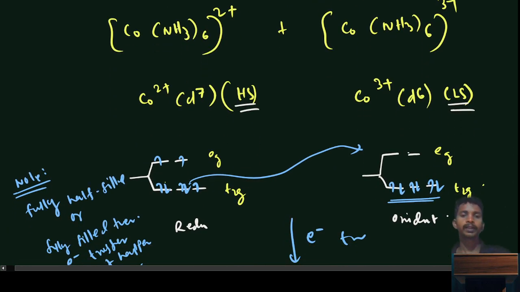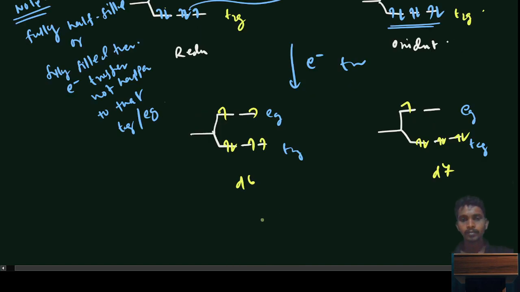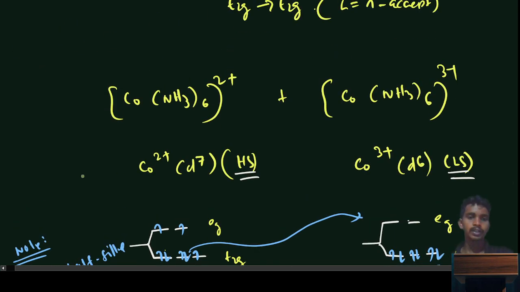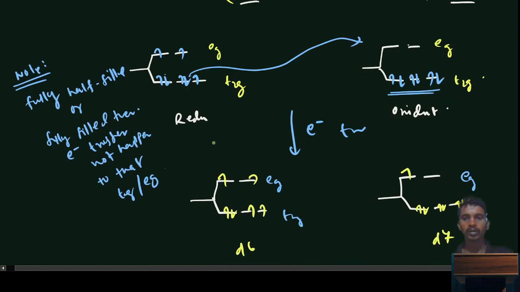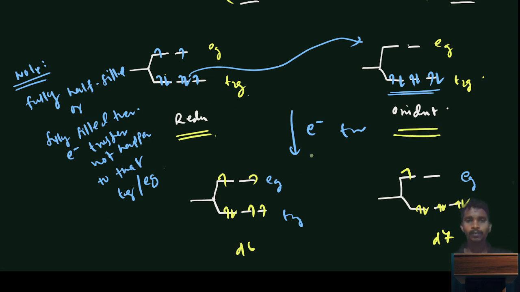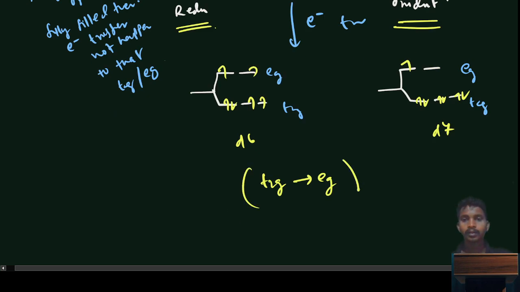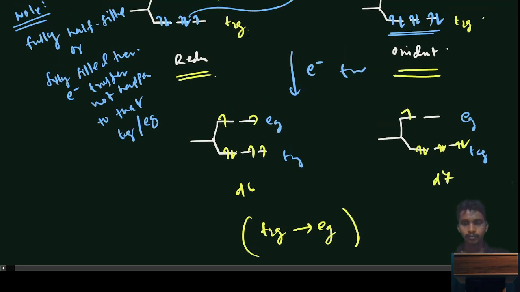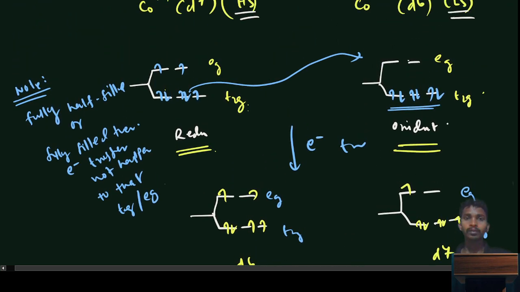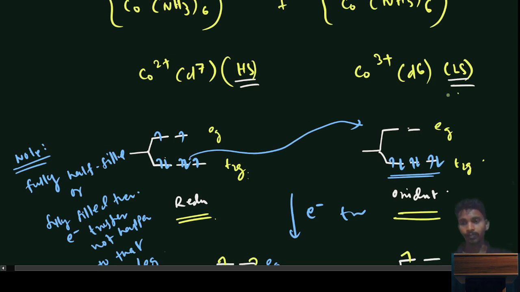So what we did here, for this case, is electron transfer from T2G to EG, because electron transfer always happens from reductant to oxidant. Okay, so not from here to here, because electron transfer happens from reductant to oxidant. So I do the transfer. So here, T2G to EG electron has transferred. So it is a high spin complex, and another is a low spin complex.